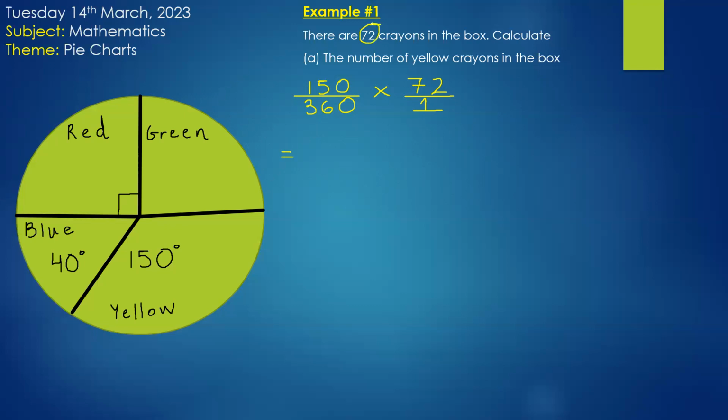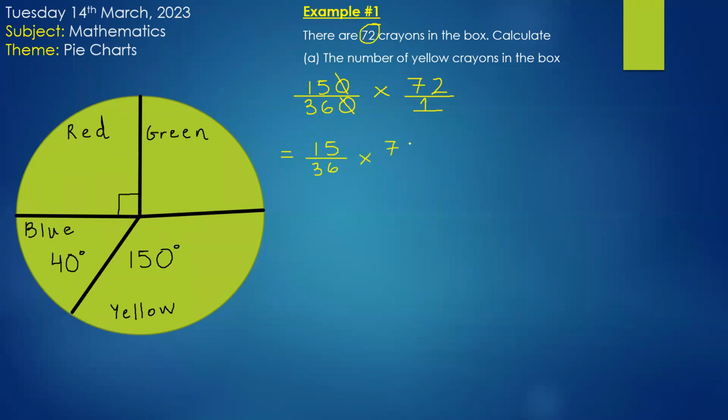Okay, what's the first step? We're going to cancel out the zeros. We're left with what? 15 over 36 times what? 72 over 1.